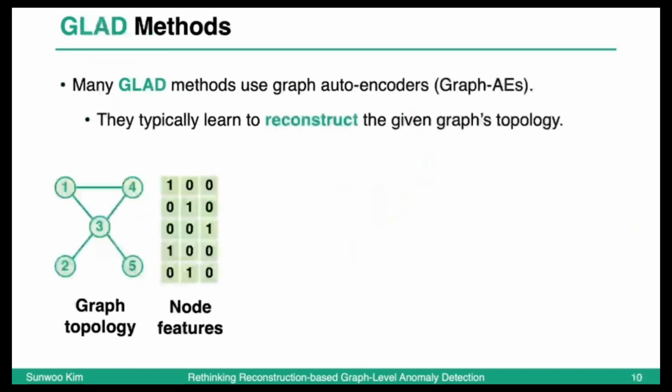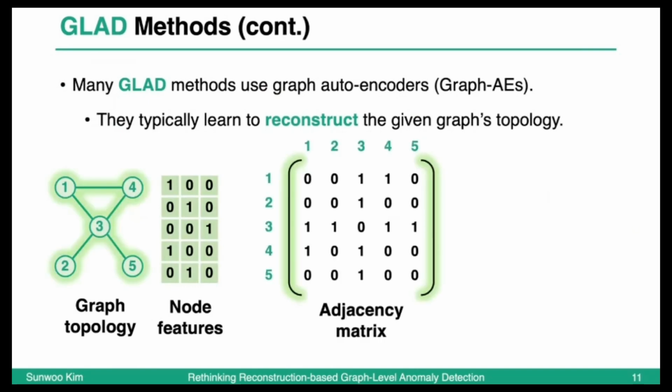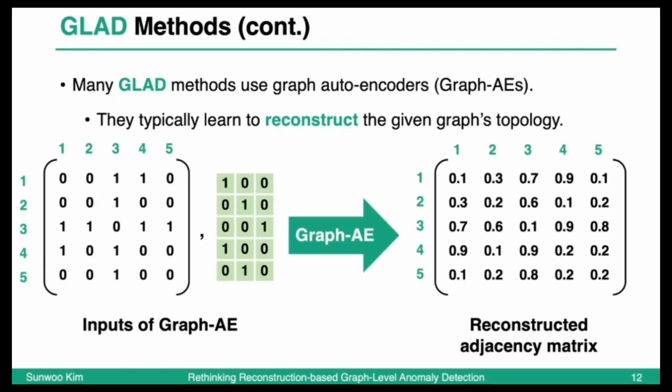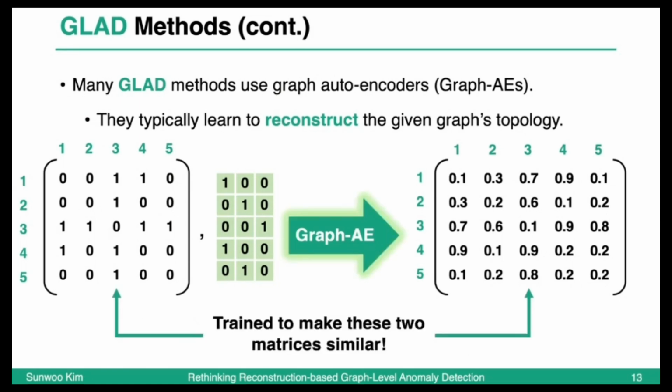Many GLAD methods use graph autoencoders, in short Graph-AEs. These methods typically learn to reconstruct the given graph's topology. Consider the shown graph, which has the following topology and node features. Formally, graph topology can be expressed as an adjacency matrix, a matrix representing the connectivity of a graph. Then, Graph-AE is trained to accurately reconstruct the graph's adjacency matrix. That is, it aims to make these two matrices similar.